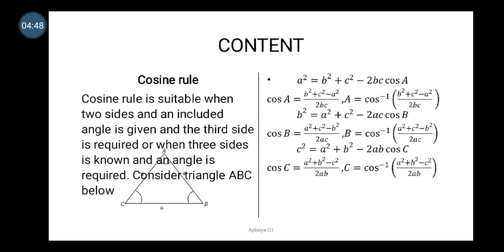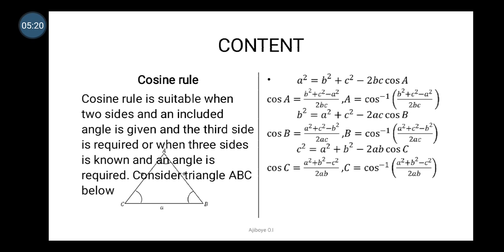This is the cosine rule, and we can as well apply it to find side b, angle B, side c, and angle C, respectively, as it is displayed on your screen. So it is important you master this cosine rule. This cosine rule is very handy when it comes to solving problems of triangles.